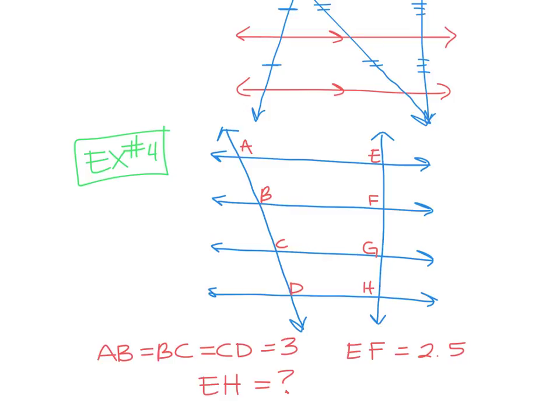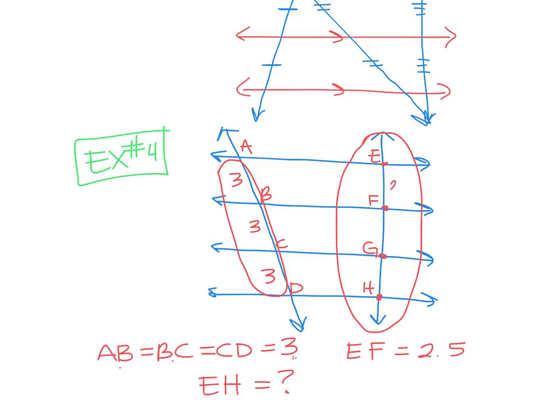So AB is 3, BC is 3, CD is 3, right? Where's the end, though? E is this point. They're all points: E, F, G, H. I understand. They're points, right? Okay, so if all of these have a length of 3, what's true about all of these? They're all the same. They're all 2.5, right? So EF is 2.5.